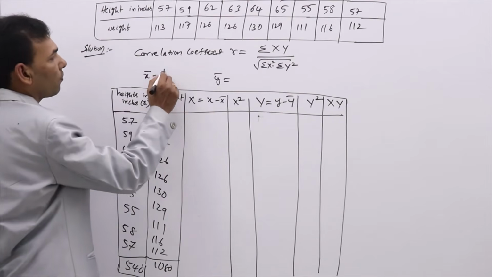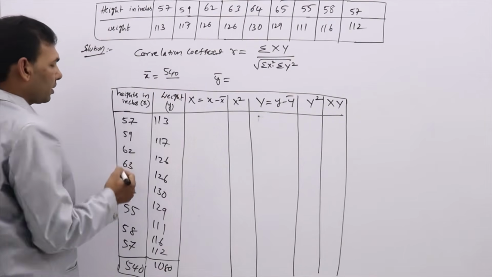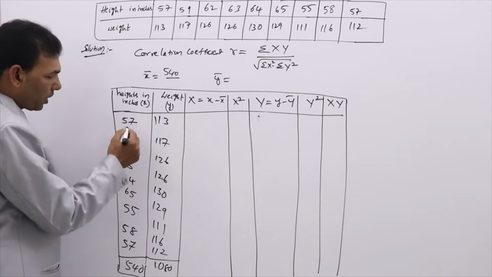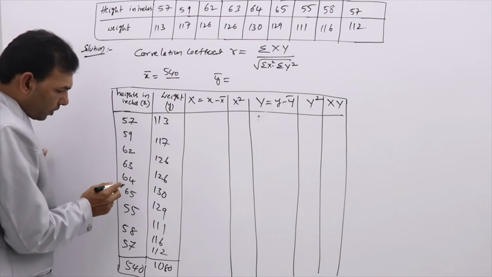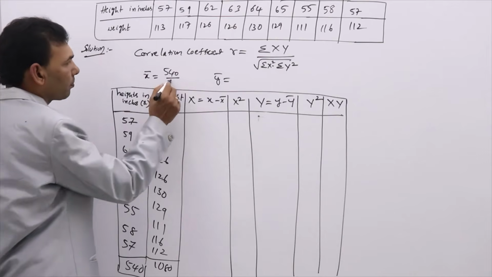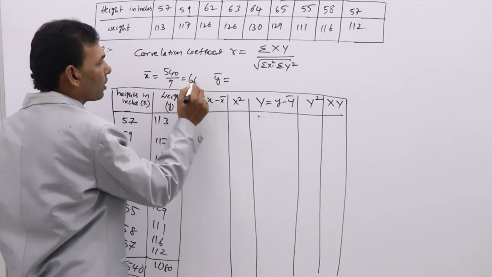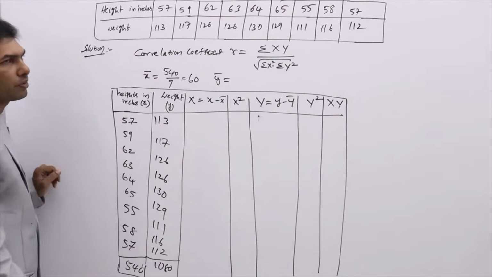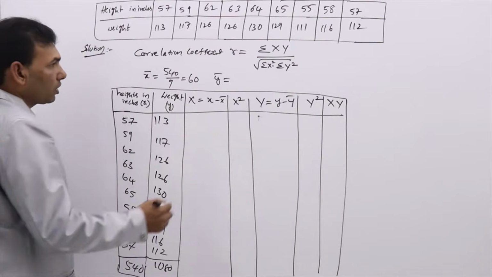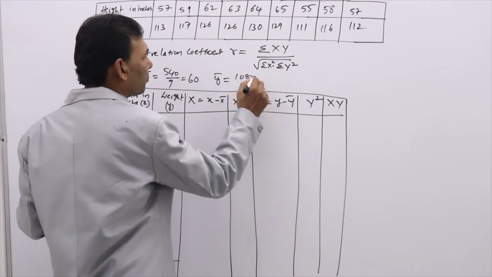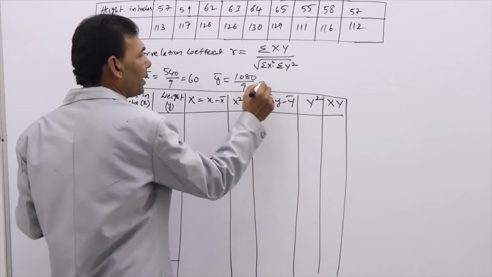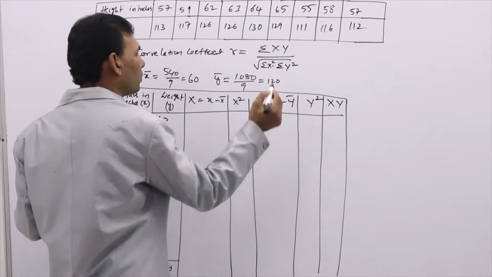So now 540 by the number of values, how many we are having, count 1, 2, 3, 4, 5, 6, 7, 8, 9. 540 by 9, 9 6s are 54, so 60. Similarly, 1080 by 9, 9 12s are 108, so 120.